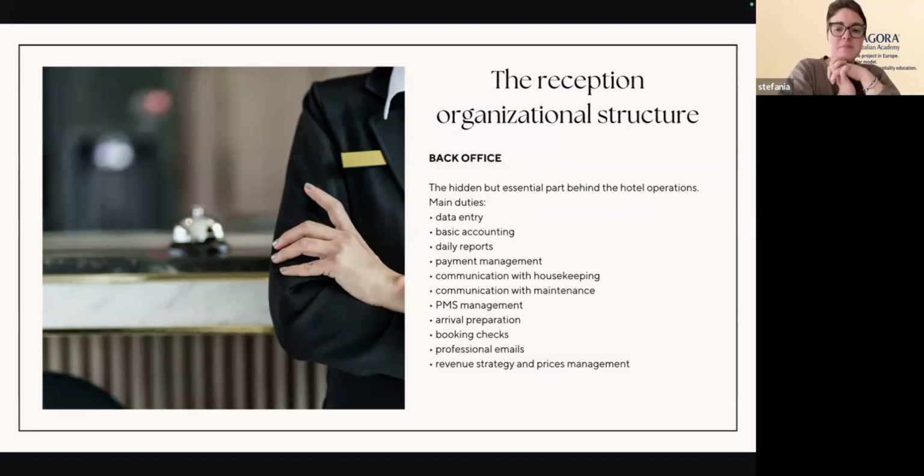Back office. The back office is the hidden but essential part behind the hotel operations. The main duty of the back office is data entry. So what they usually do at the back office is putting information inside the system.